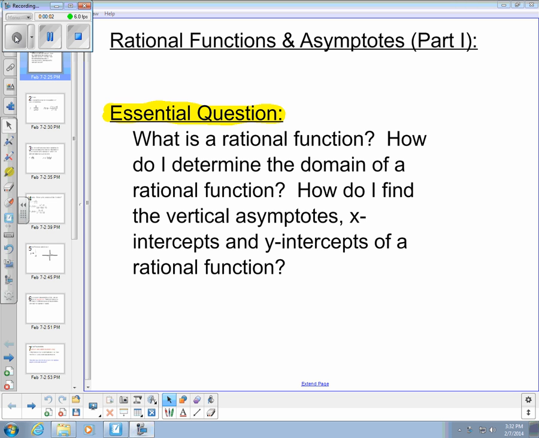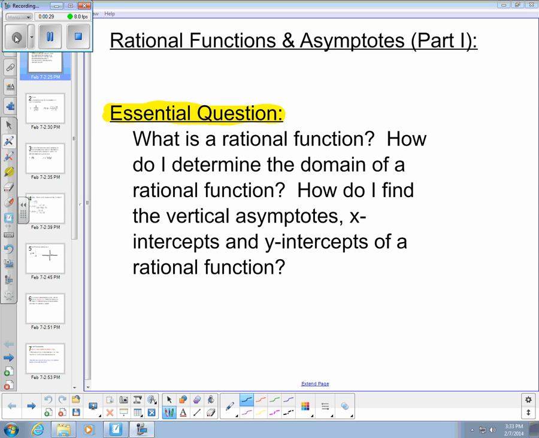Okay, in this video we're going to talk about rational functions and asymptotes. There will be 3 different videos over graphing rational equations, and in this first one we are going to focus on what is a rational function, how do I determine the domain of the rational function, and finding vertical asymptotes, x-intercepts and y-intercepts of the function.